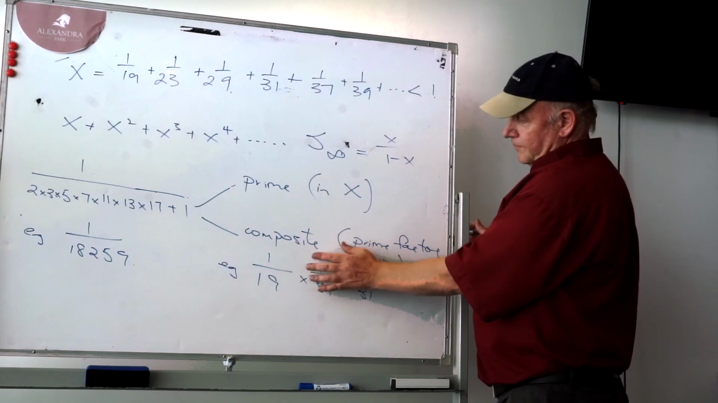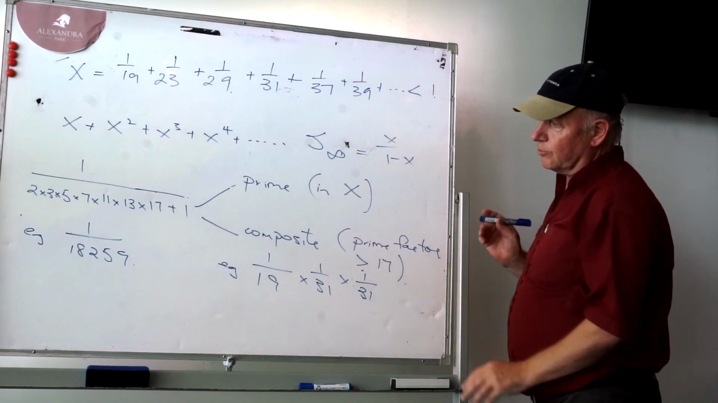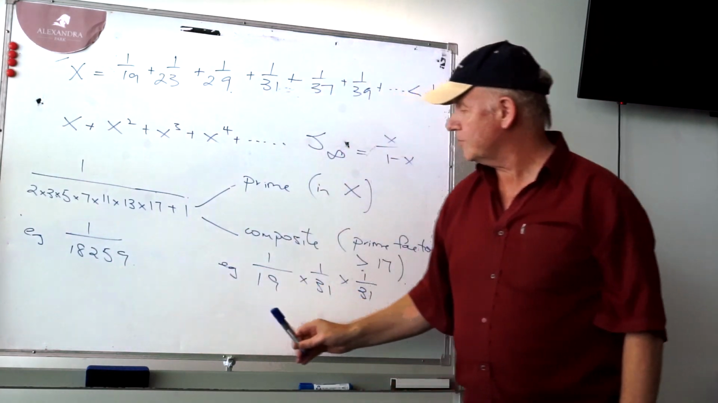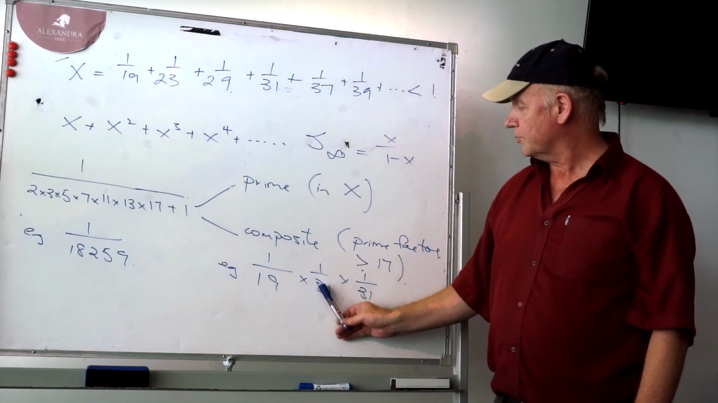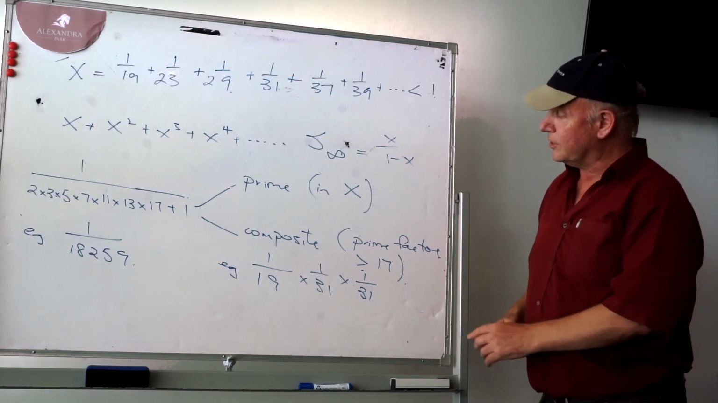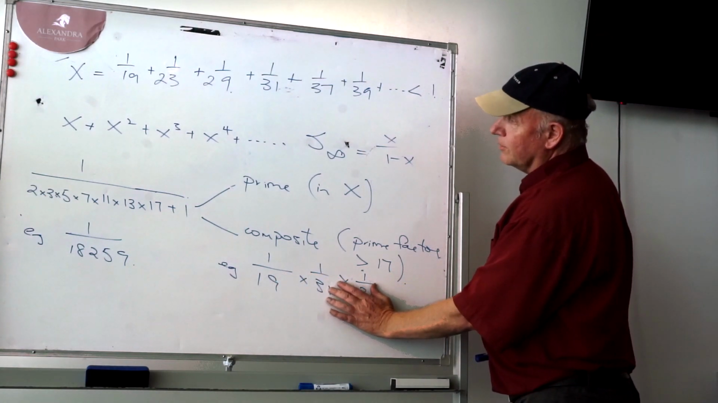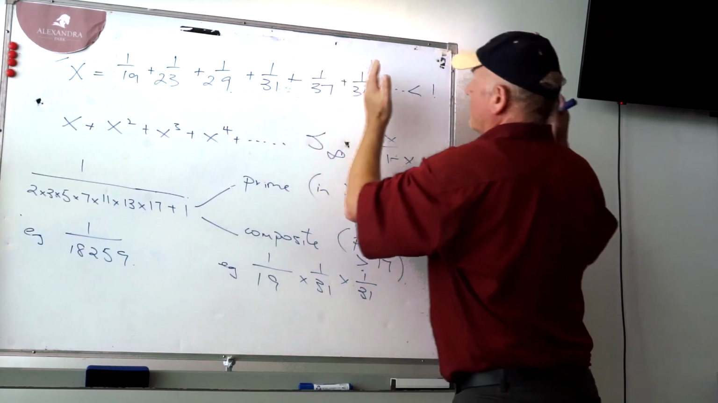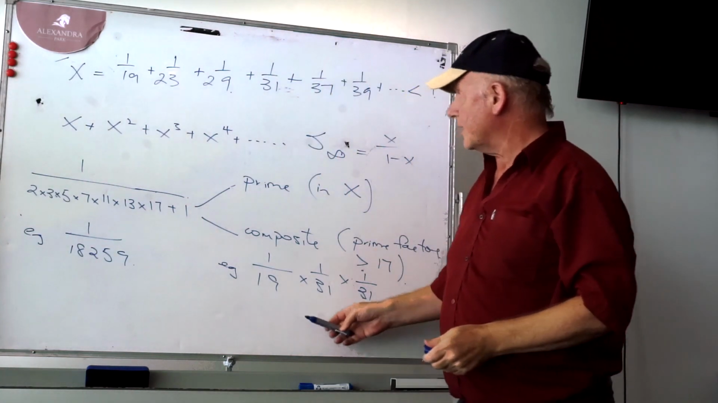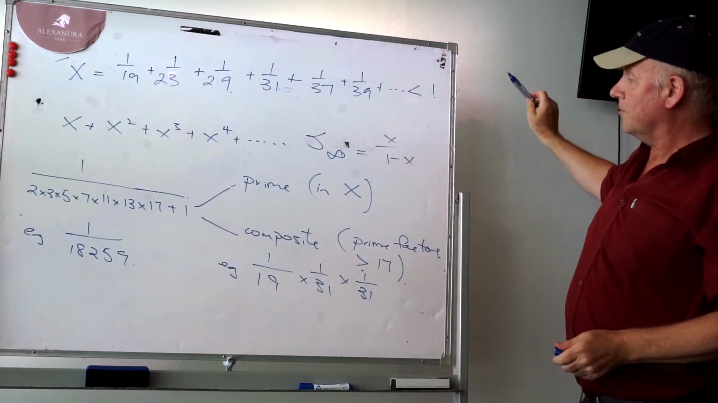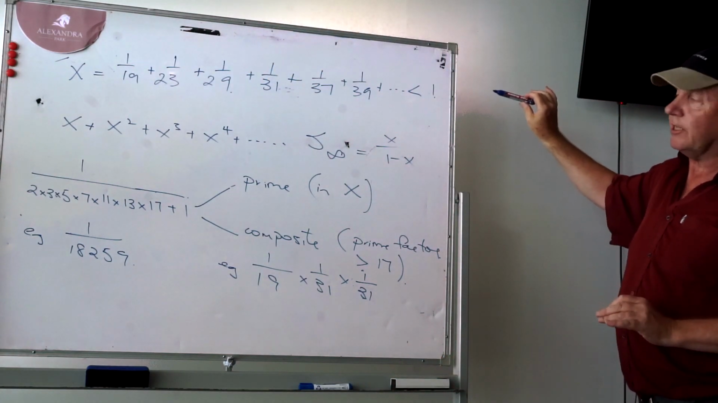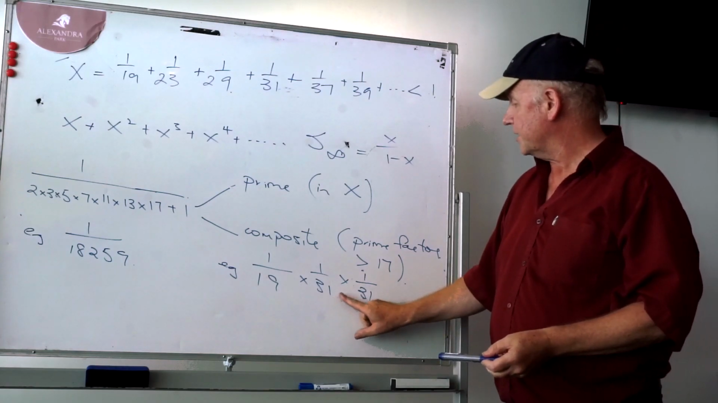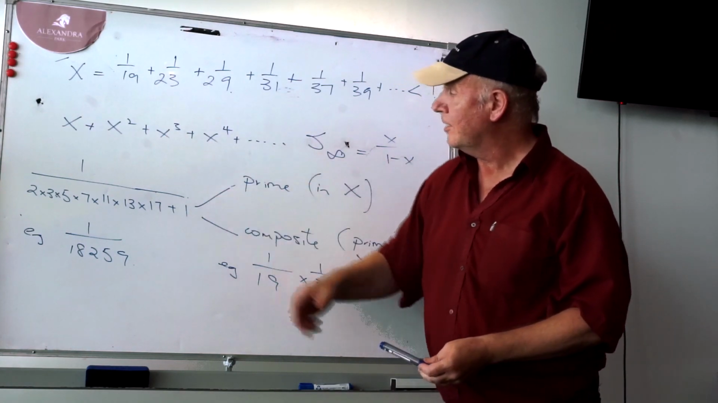So here's an example. Let's say we've got 1 over 18259. Now this may be prime. It turns out it's not prime. It can be factorised to 1 over 19 times 1 over 31 times 1 over 31, which can be got from this series here. If we do x times x times x, we can get 1/19 times 1/31 in the next bracket times 1/31 in the third bracket, which means that this has to be in that series.